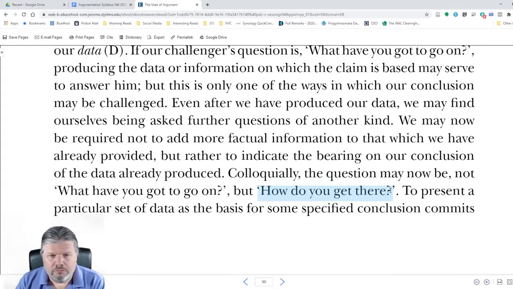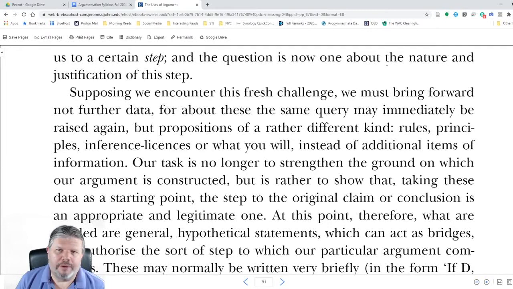But we would say, well, how can you prove it? Or okay, what are your facts? But let's say that part is done. Well, what's the next place we can go? Okay, well, how do you get there? How does that data support the claim? This question is not about the step, but about the nature and justification of the step.